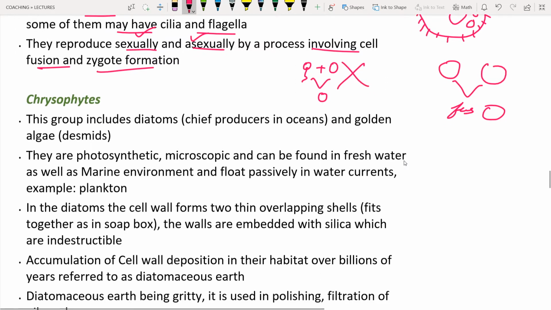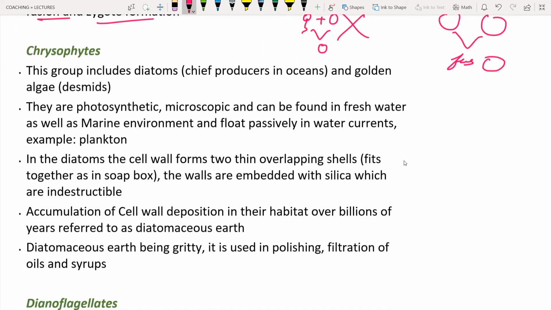Next is the chrysophytes. This group includes diatoms, which are chief producers in the oceans, and also golden algae. They are photosynthetic, which means they perform photosynthesis, and they are microscopic and can be found in fresh water as well as marine environments.